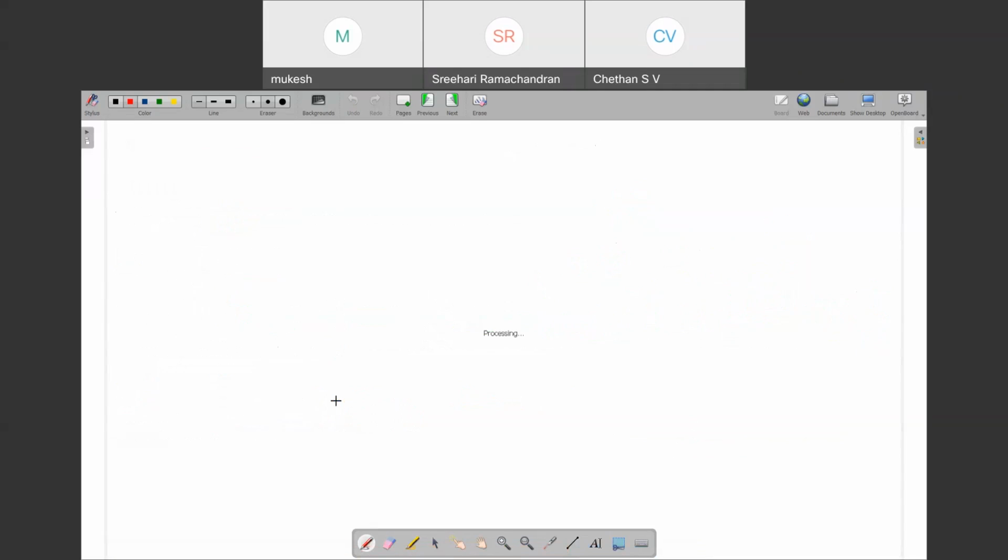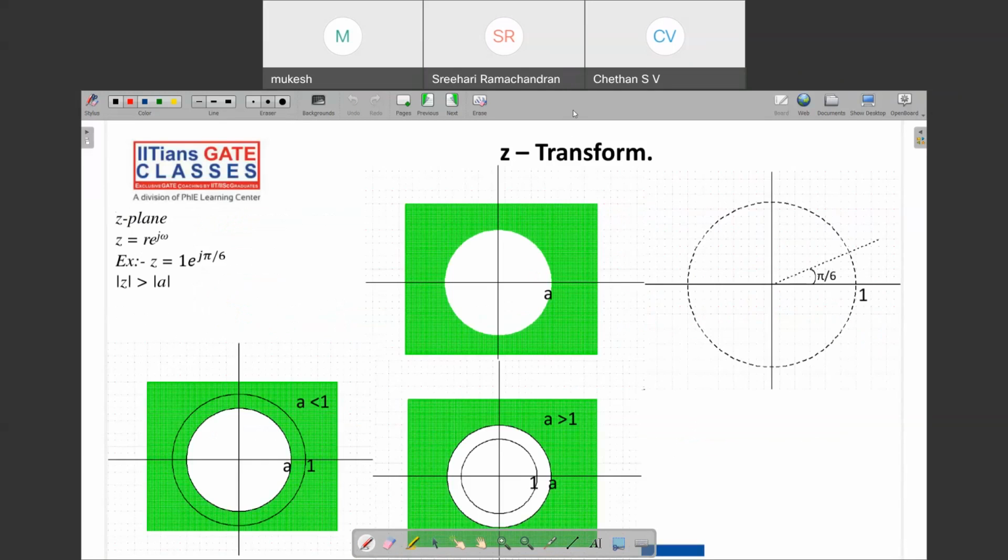Let me go to the next slide. Now, in the case of the Laplace transform, we have an S plane where we have a sigma axis and j omega axis. In the case of the Z transform, we have a Z plane, and here we have a polar coordinate system, not the Cartesian coordinate. So here z is equal to r e to the power j omega, where r is the magnitude and omega is the phase.